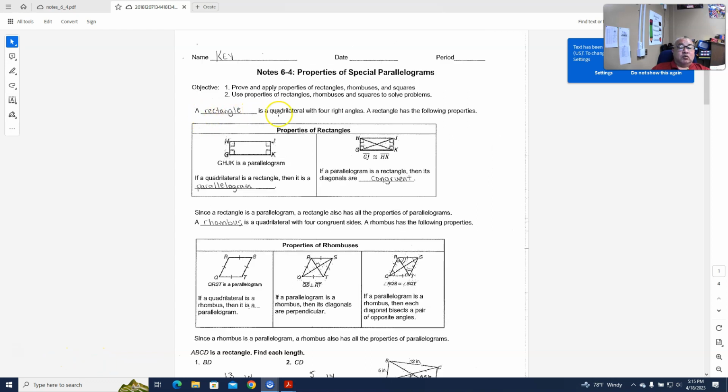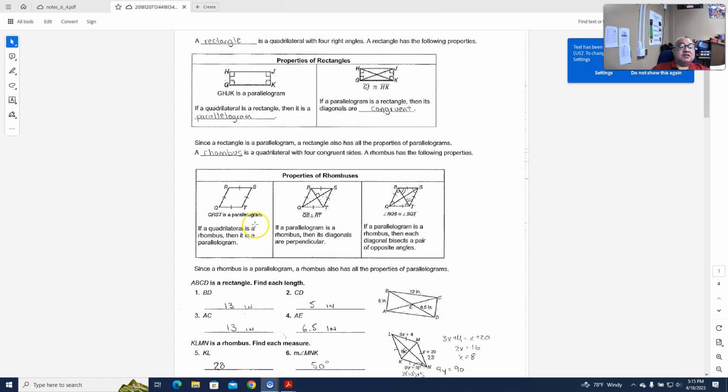A rectangle is a quadrilateral with four right angles. The properties of a rectangle: if a quadrilateral is a rectangle, then it is a parallelogram. We have opposite sides that are parallel. If a parallelogram is a rectangle, then its diagonals are congruent. The diagonals are the ones crossing here in the rectangle. These are diagonals, and we know they're congruent. Since a rectangle is a parallelogram, a rectangle also has the properties of a parallelogram.